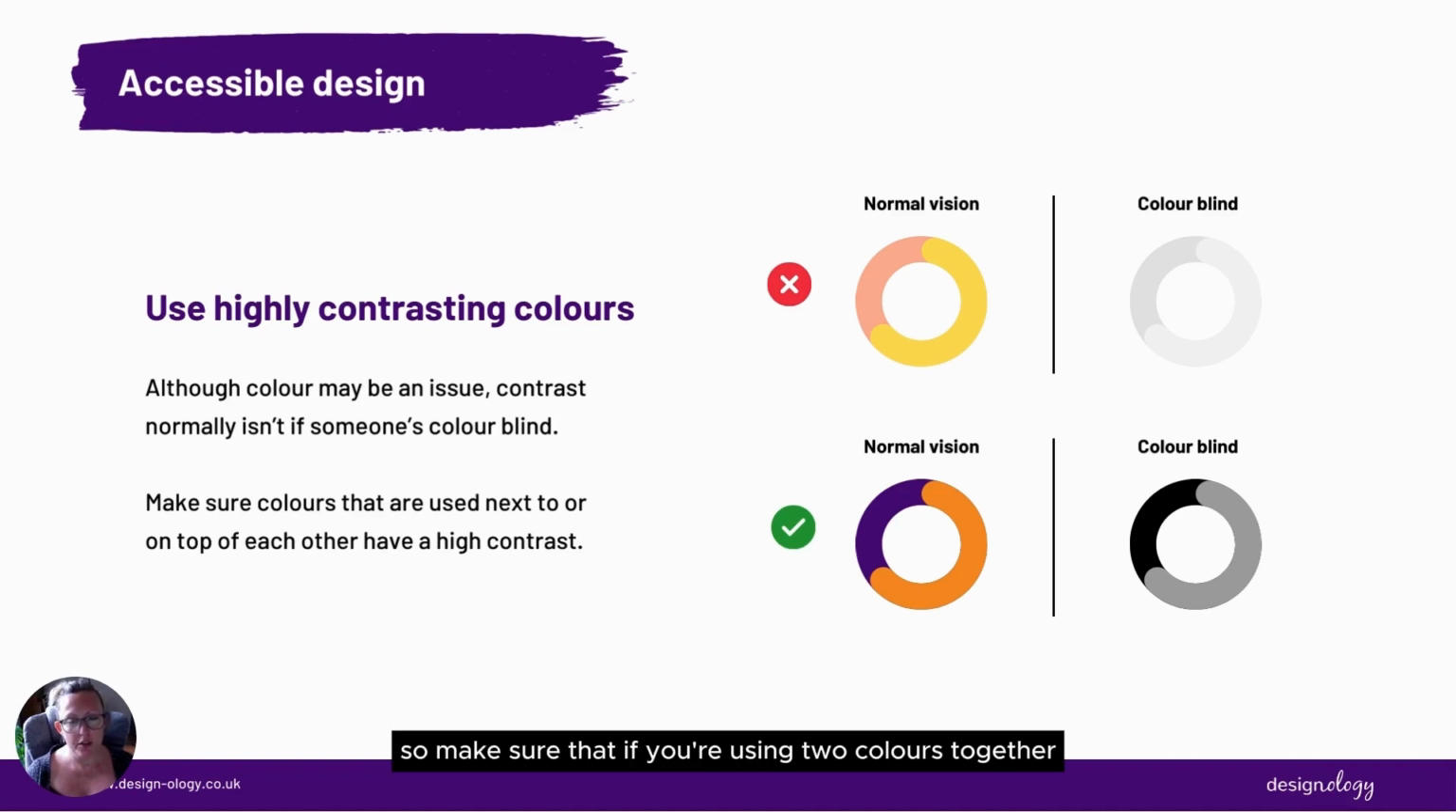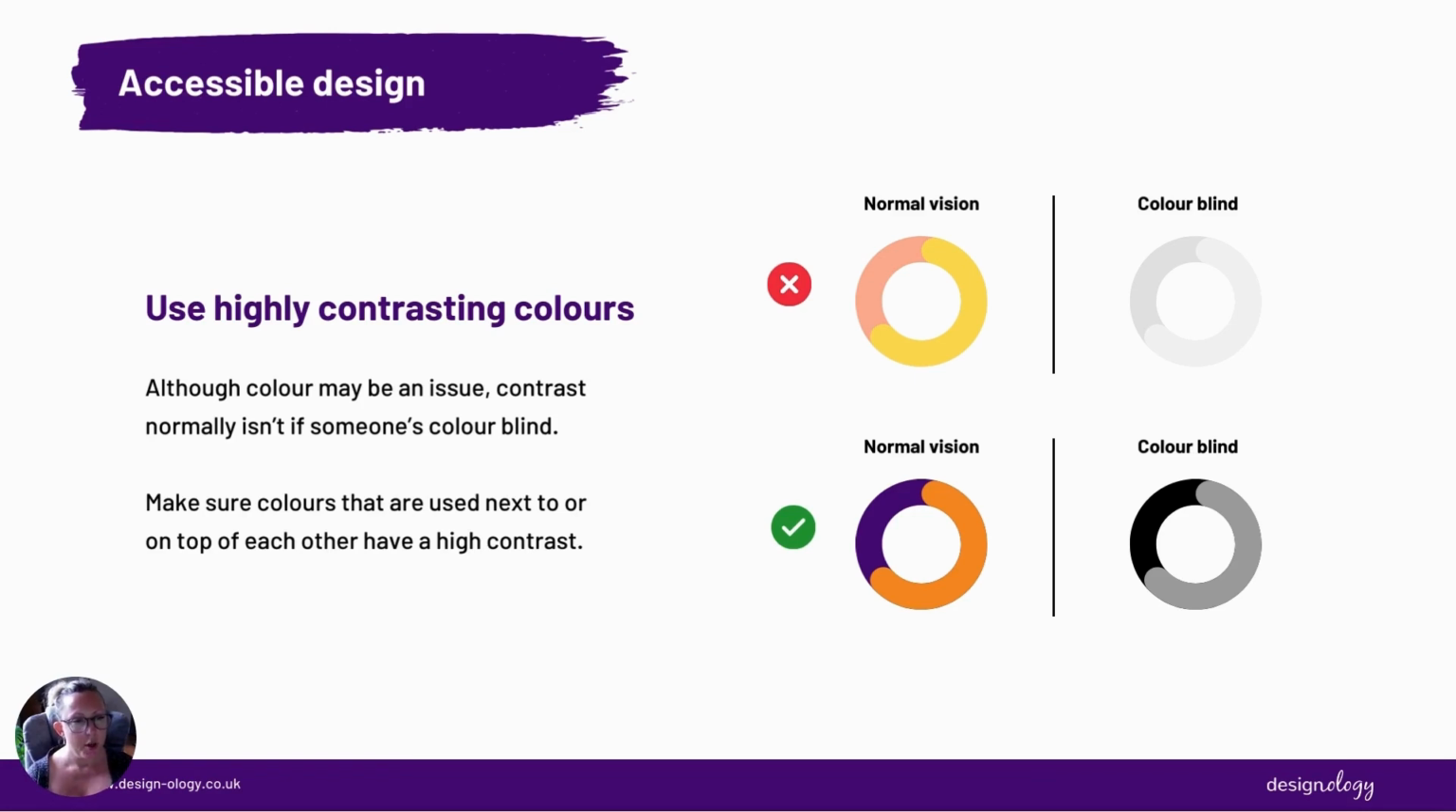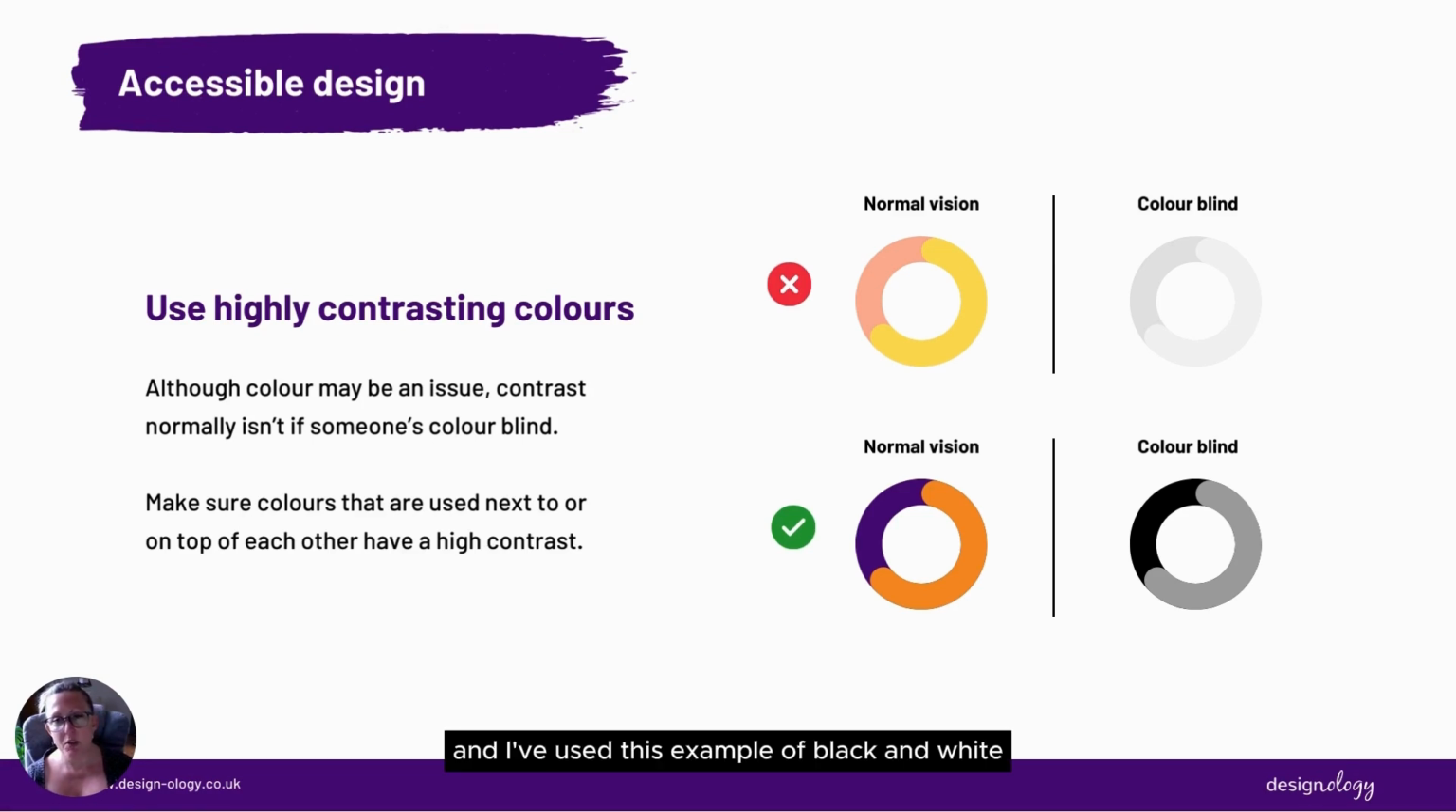So make sure that if you're using two colours together, for instance, I've used this example here of a graph, make sure that both the colours there contrast each other. And you can see that here, if we're using quite pale colours that are quite similar in tone, and I've used this example of black and white to represent the contrast, you can see here somebody that is colourblind will find that a lot harder to differentiate between the two different beginning and end points. Whereas if we've got something that's highly contrast, even in black and white, you can see where one bit finishes and the other bit begins.